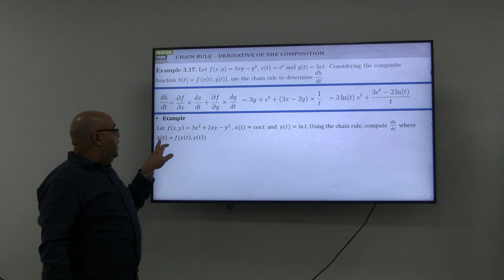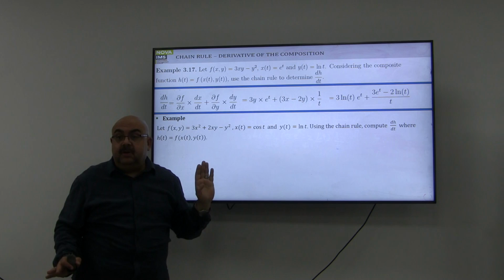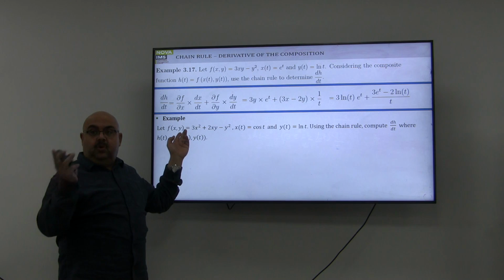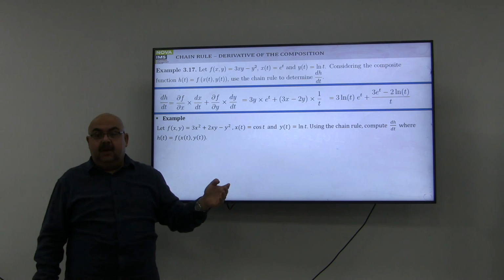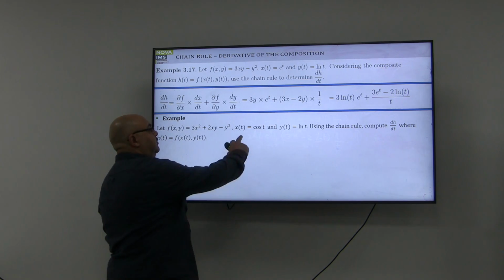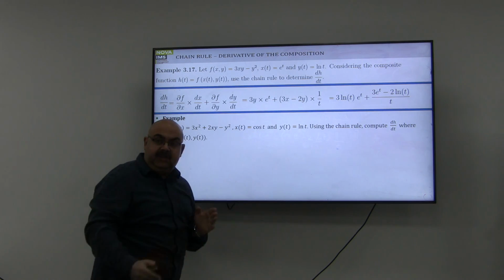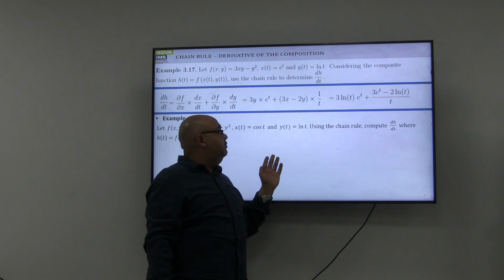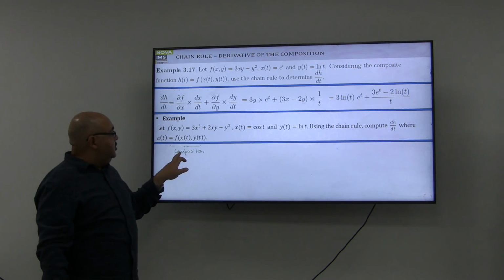If you remark, I want to find dh by dt. Okay, it's exactly the same. I will start by differentiating f first with respect to its own variables. So I will start differentiating this function with respect to x, with respect to y. Then the part with respect to x will be multiplied by dx by dt, which comes from this relation connecting x and t. For the part with partial y, it will be multiplied by dy by dt, which will come out of this part. So once more, this is the composition.